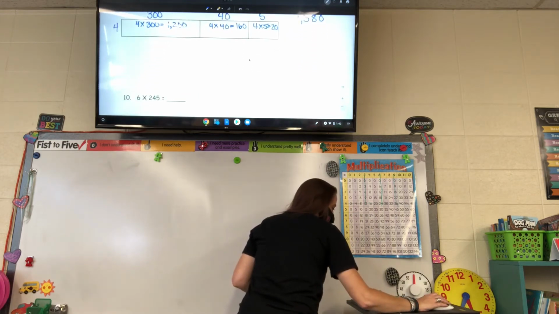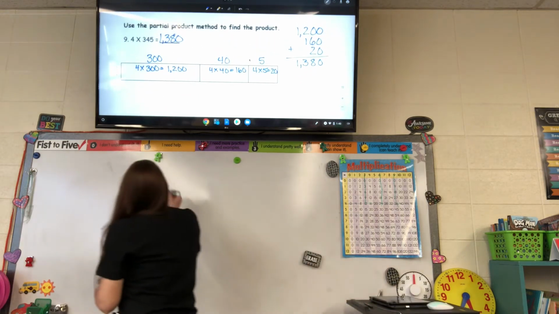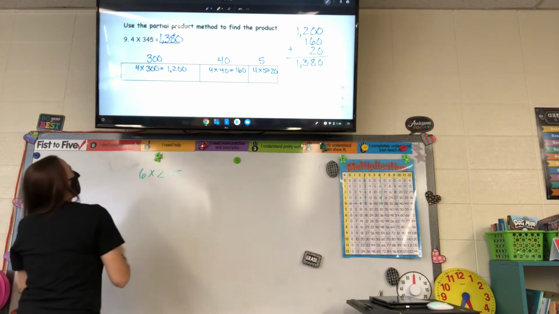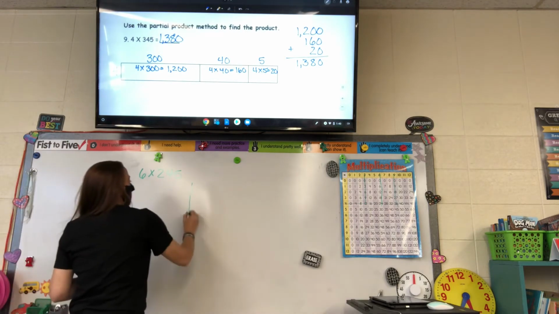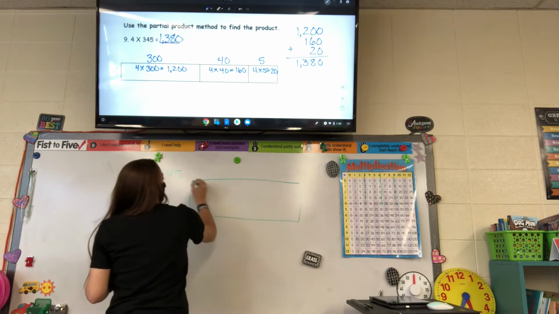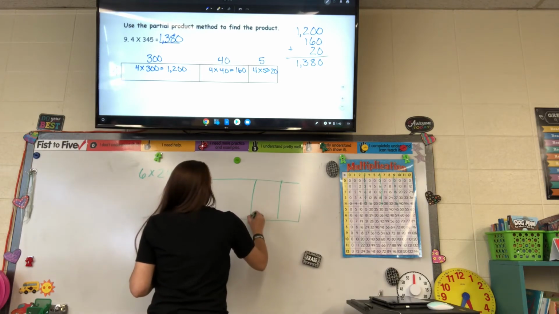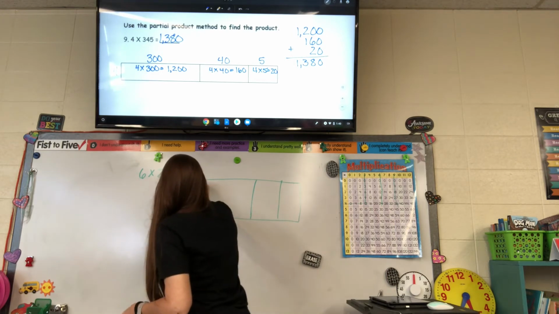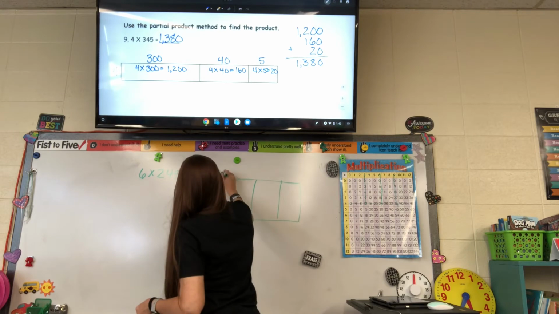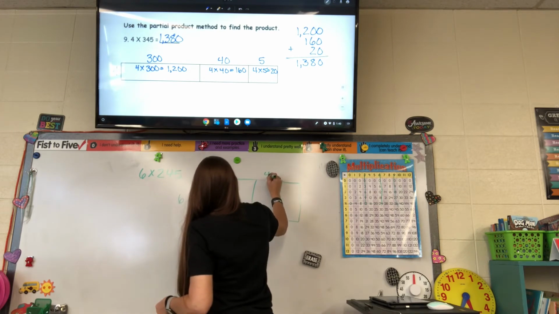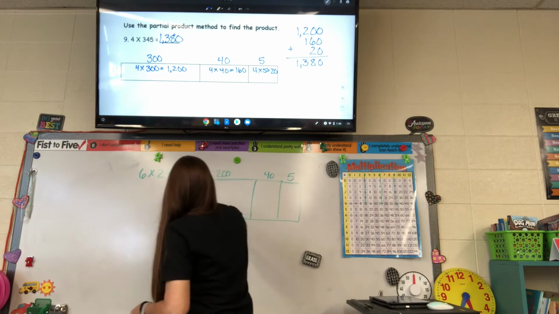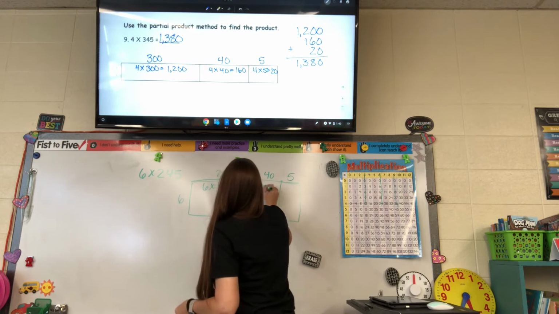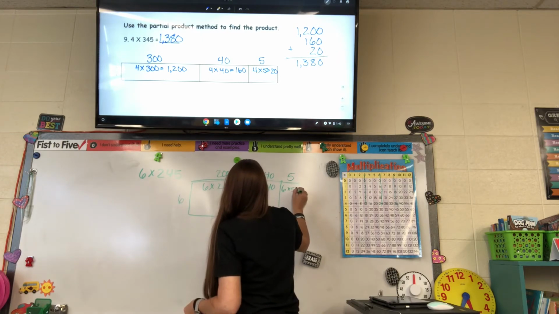Okay, next problem. We're going to do that the same way as this one. It is 6 times 245. Did everybody get that copied down? Okay, I'll give you a second to finish. 6 times 245. We've got a model again. Okay, seeing what goes on the side here. Okay, and what goes across the top. Very good, darling. Okay, 6 times 200, 6 times 40, and 6 times 5.